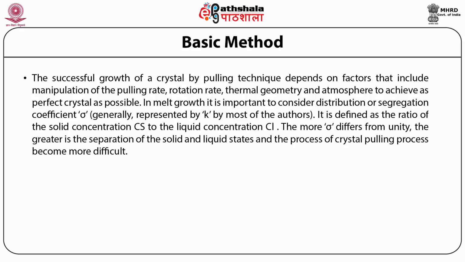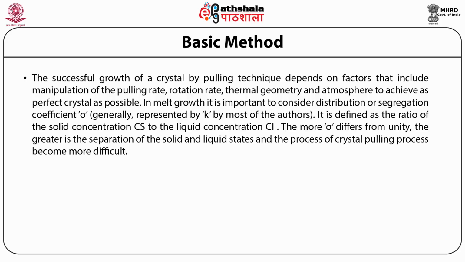In melt growth, it is important to consider the distribution or segregation coefficient, sigma, generally represented by small k by most of the authors. It is defined as the ratio of the solid concentration C with a subscript S to the liquid concentration C with the subscript small l. The more sigma differs from unity, the greater is the separation of the solid and liquid states, and the crystal pulling process becomes more difficult.